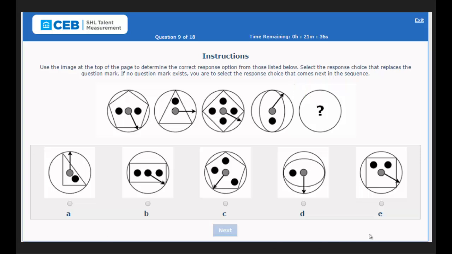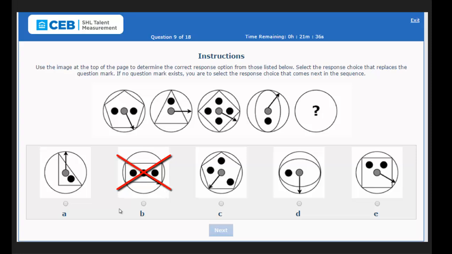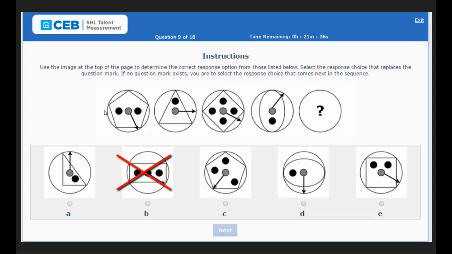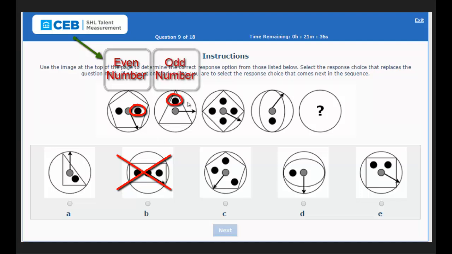Therefore, we can immediately exclude answer option B, as it is the only answer option with a black circle in the middle, not a gray one. Now, the second pattern is identified by looking at the number of black circles contained inside its circular frame. Let's start with the first frame. It includes a pair of black circles, which is an even number, followed by the second frame, which contains only a single black circle, which is an odd number. Then if we move on to the third frame, we see again that we have 4 black circles, which is again an even number, followed by 1 circle on the fourth frame, which is an odd number.